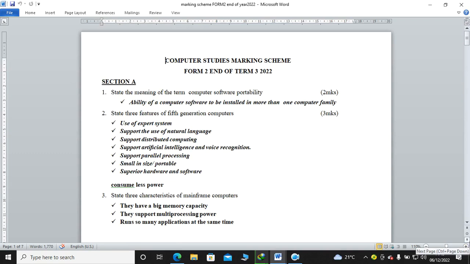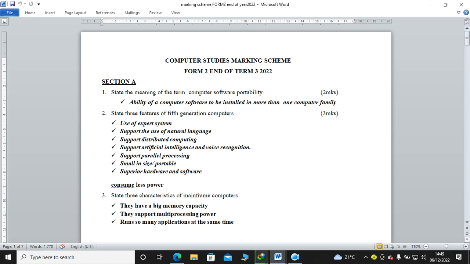So section A, state the meaning of the term computer software portability, 2 marks. What do you understand by computer software portability? We are used to computer hardware portability. So, how can a software be portable? Software compatibility is the ability of a computer software to be installed in more than one computer family. Or, for example, you can talk of it as the capability of a computer software to be transferred from one computer to the other. In that case, we say the software is portable.